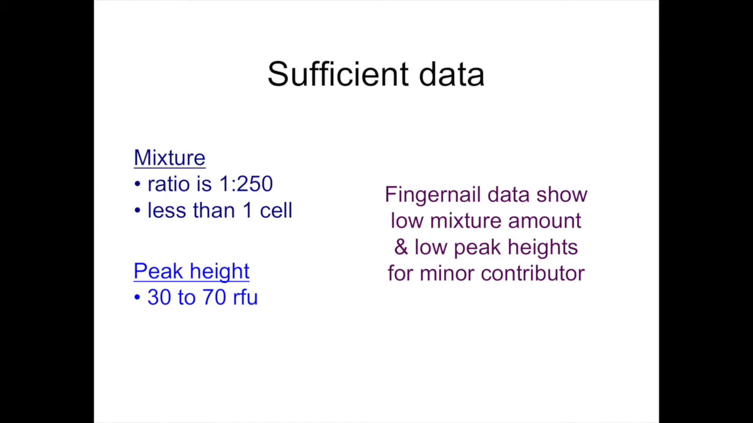The sufficiency of the fingernail data was questioned. The DNA mixture ratio was 1 part in 250, less than 1 human cell. The peak heights of the minor component were in the range of 30 to 70 relative fluorescent units, abbreviated RFU. These heights are low on a detection scale of 0 to 10,000 RFU.